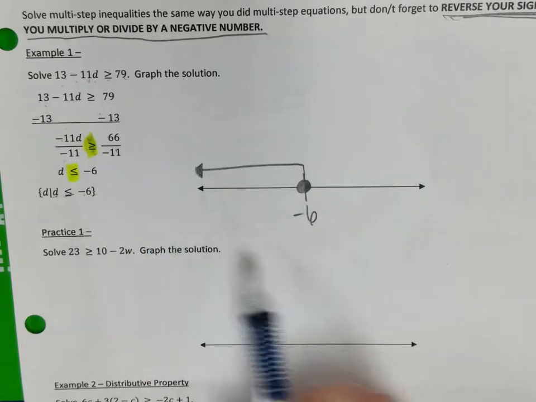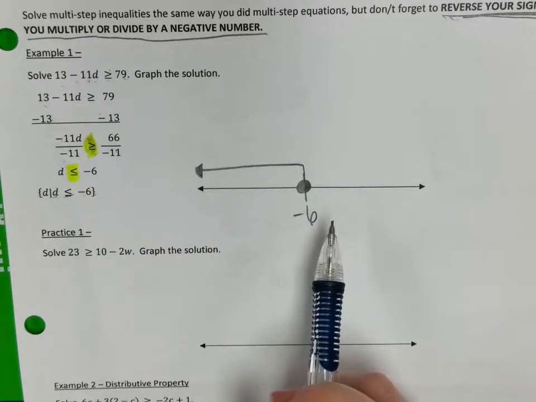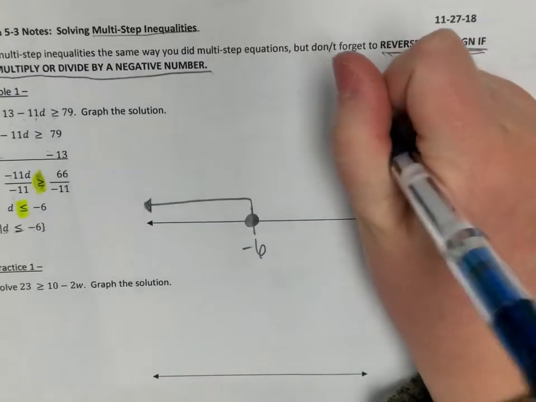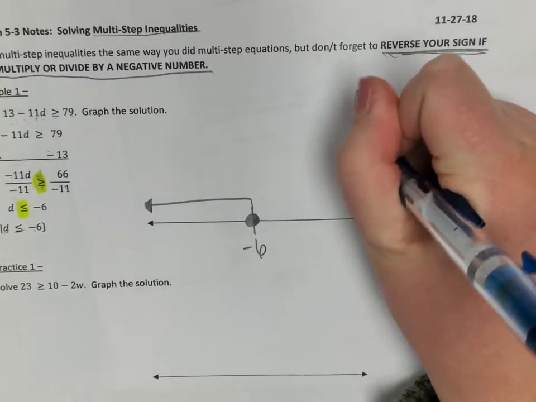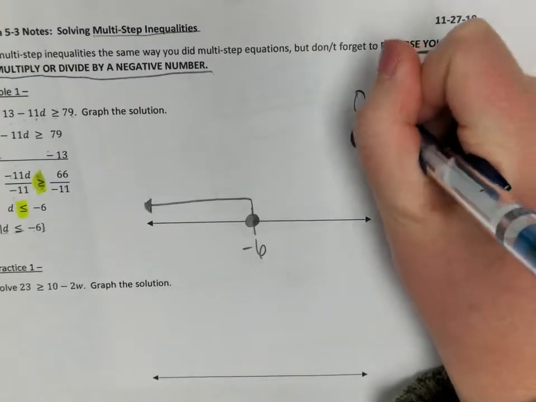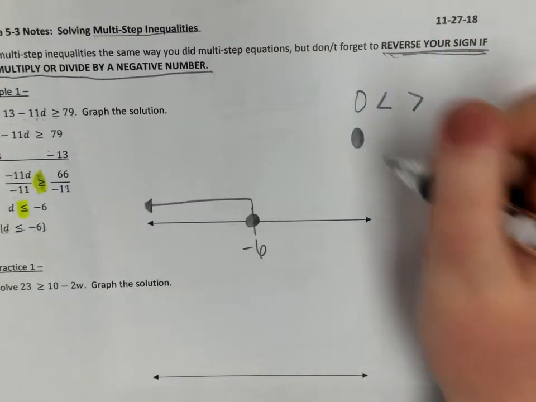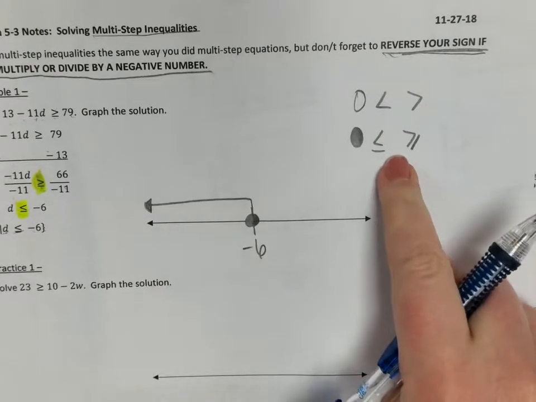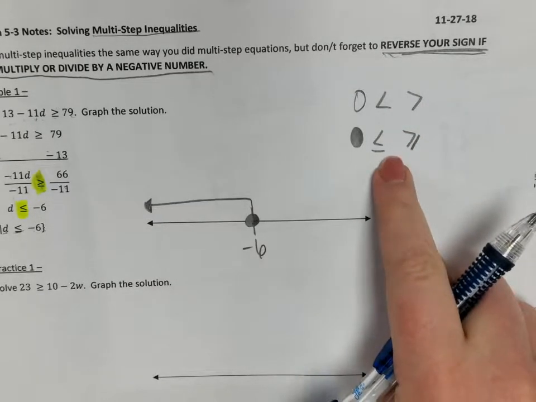Okay, any questions on graphing? Do we need to write down our dot rules again? Yeah. Okay. Open, closed. So it's going to be less than or greater than. Less than, equal to, greater than, equal to. It's only when it's equal to we close that dot in. Okay. And if it's not.